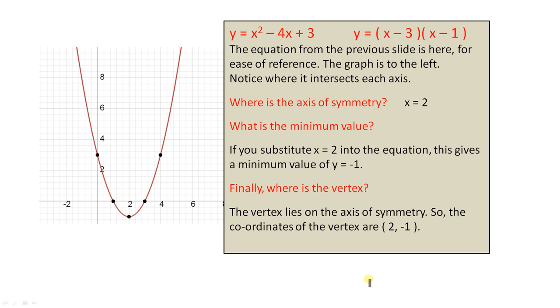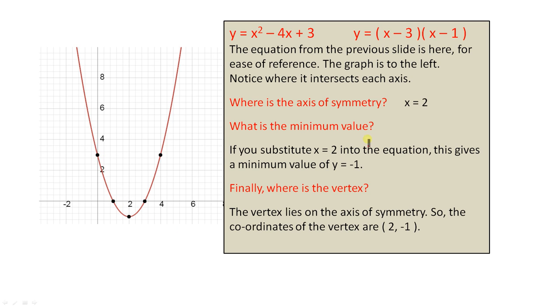So the equation from the previous slide is here, for ease of reference. The graph is to the left. Notice where it intersects each axis. So as we said earlier, there's one point of intersection, (1, 0). There's the other point, (3, 0). And there's the other point of intersection, (0, 3).